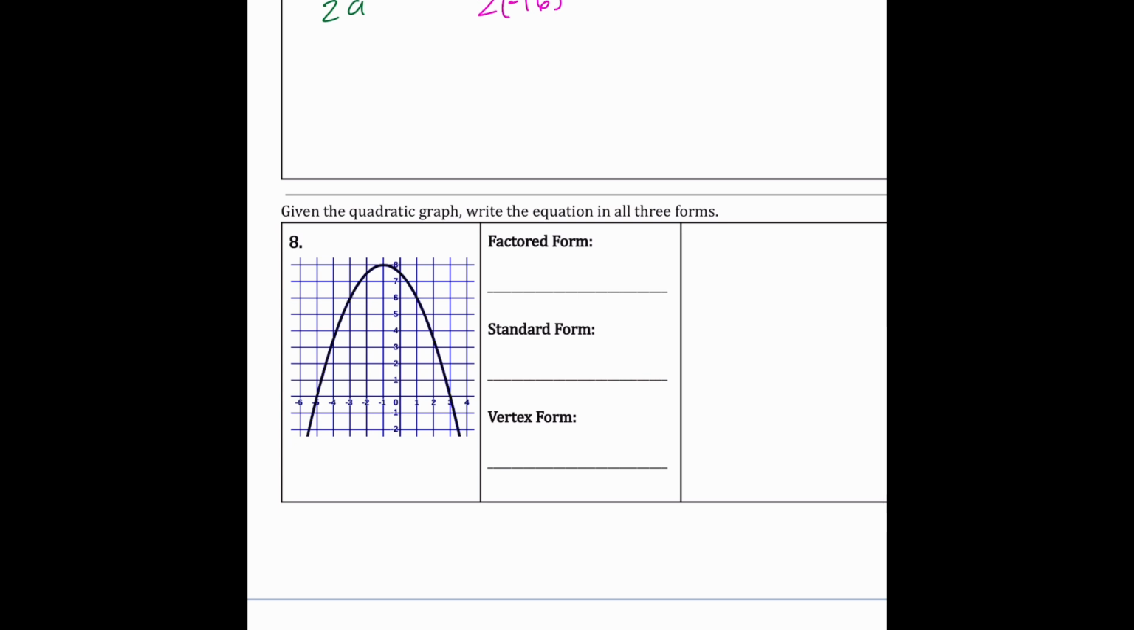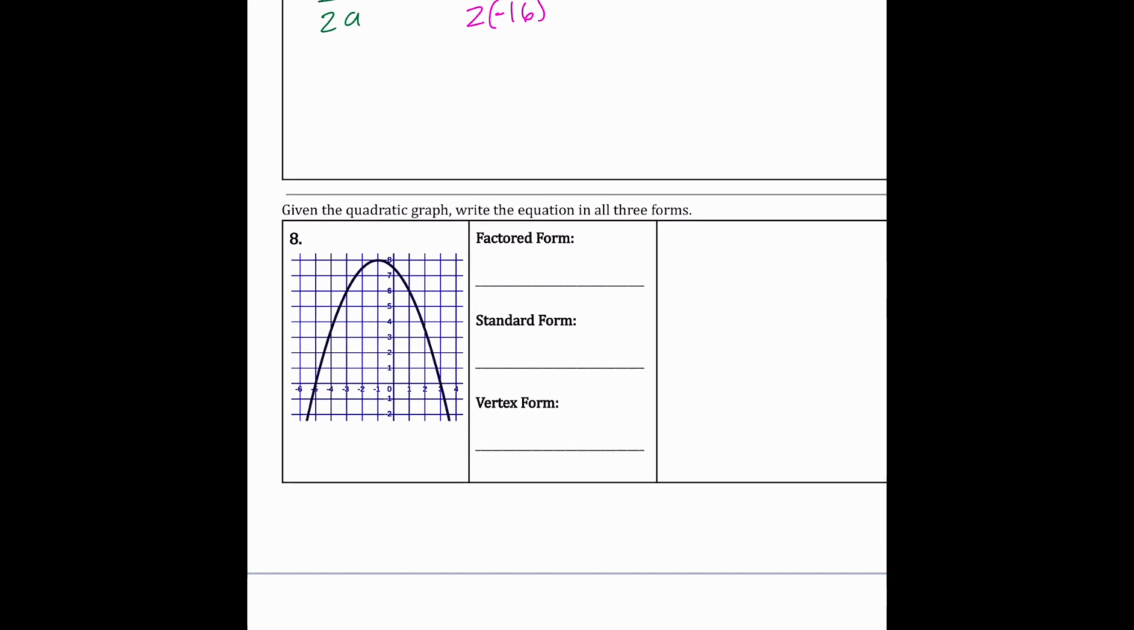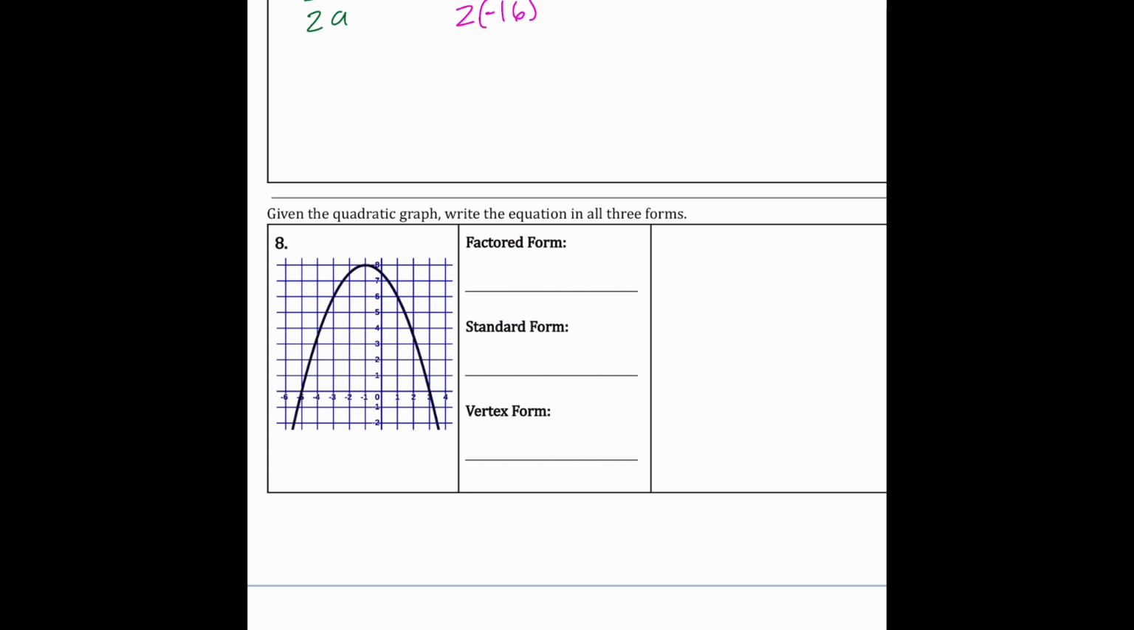Last question. Given the quadratic graph, write the equation in all 3 forms. So again, I want to know factored, standard, and vertex. Remember, factored form is when y is equal to a times x minus p times x minus q. Remember that p and q are your x-intercepts. And then vertex is y is equal to a times x minus h squared plus k, where this gives you your vertex, and standard is when y is equal to ax squared plus bx plus c.